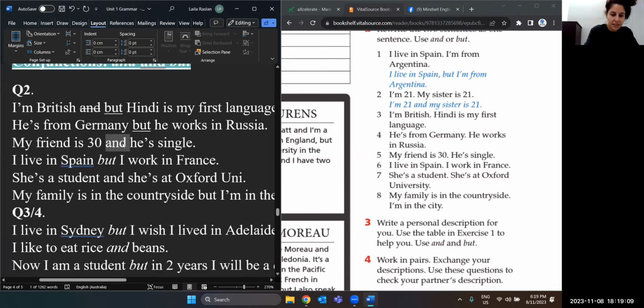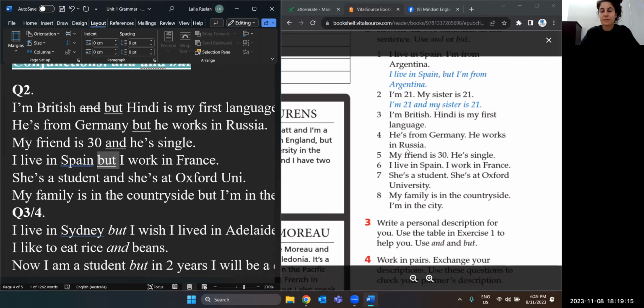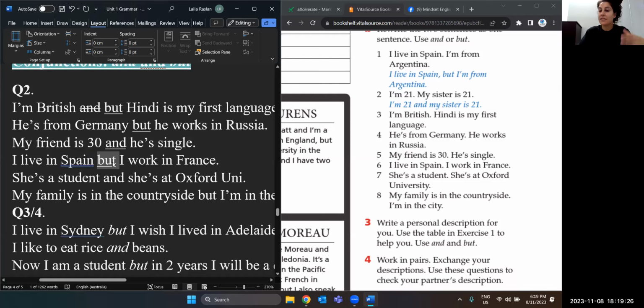Okay, the next one. I live in Spain. I work in France. But because I'm not saying I live in Spain and I have 2 kids and I enjoy traveling around Spain, I'm not really adding information. I'm changing Spain. I'm not talking about Spain.